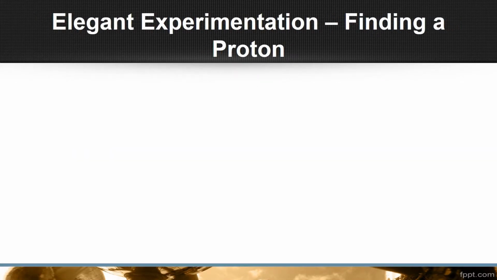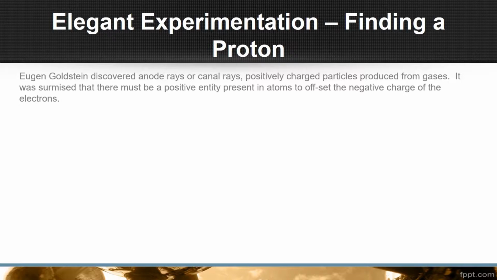In 1886, Eugene Goldstein discovered anode rays, also called canal rays, which were shown to be positively charged particles produced from gases. See, since the discovery of electrons, it was surmised by many scientists that there must be a positive entity present in atoms to offset the negative charge of the electrons.